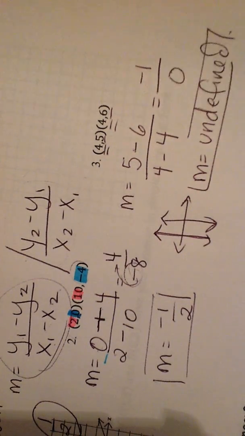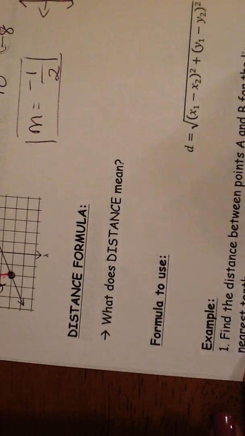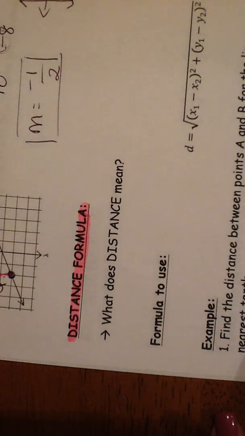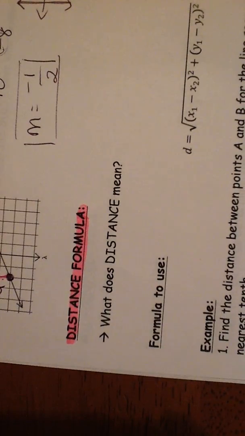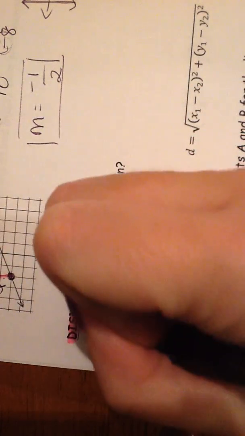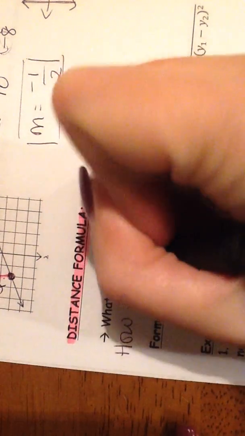Okay? So now we're going to go down and we're going to look at distance formula. I want you to highlight where it says distance formula. What does distance mean? So when you think of the word distance, what does that mean to you? Okay? It might mean how far something is.